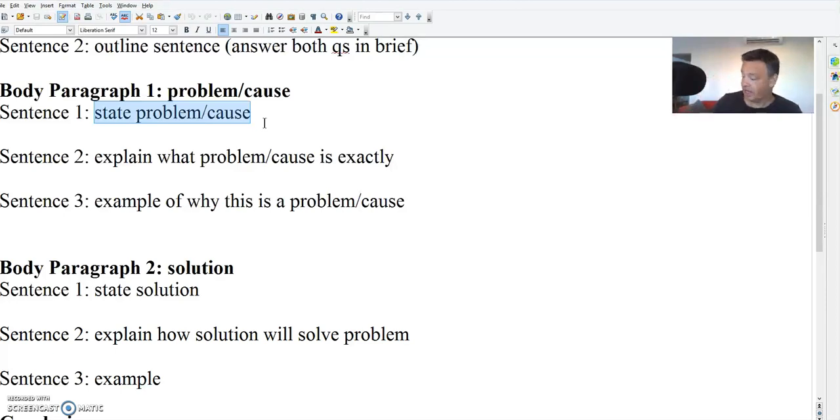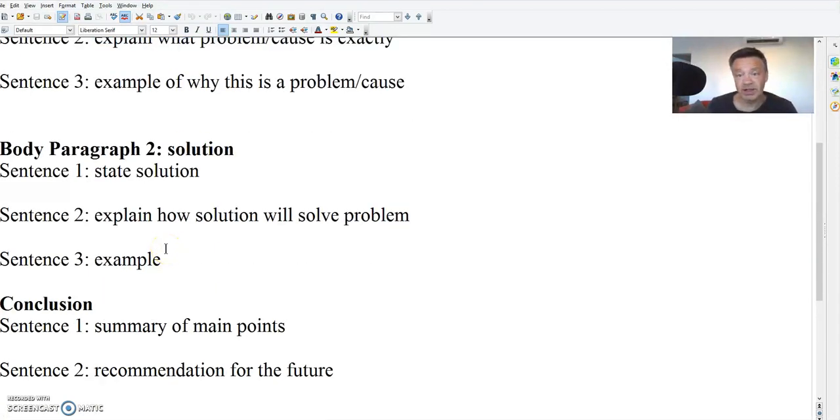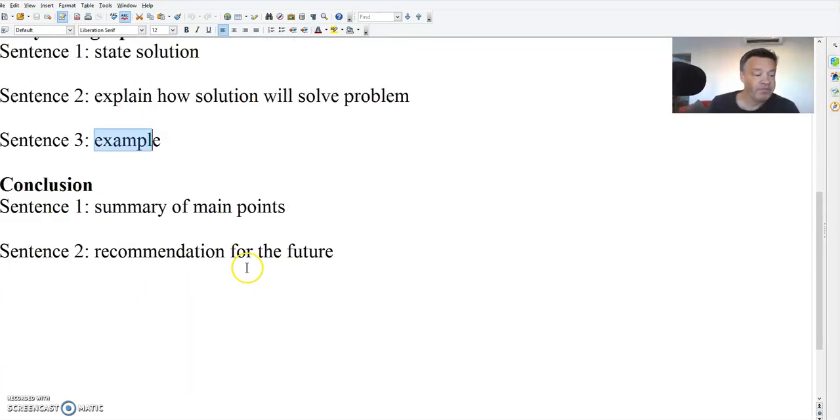Let me just turn on my cleaner. So you state the problem, explain a little bit, and give an example. And the same for the solution, strangely enough. It's not that strange, is it? State the solution. The solution to this problem is, it will solve this problem by doing this, for example. And then at the end, a summary of your main points, and if you want, which I would do, a recommendation for the future.